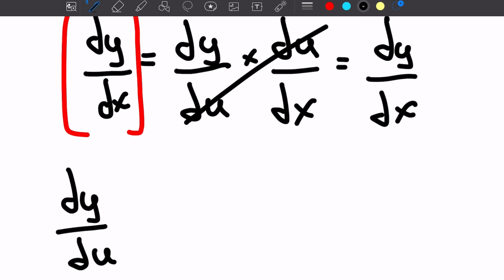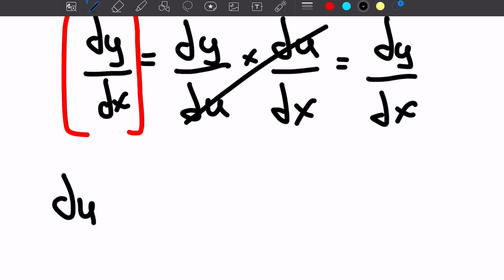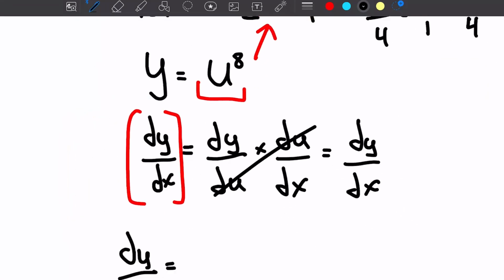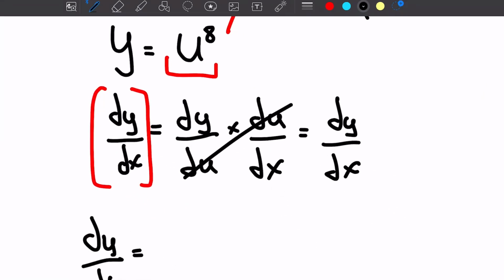So yeah, now let's actually start finding the actual value for dy by du. Okay, so we'll differentiate with respect to u. Let's go back up. So y is equal to 2x plus 4 to the power of 8.